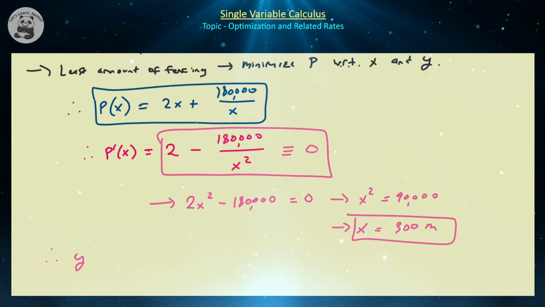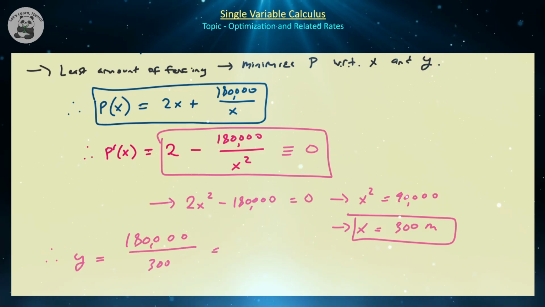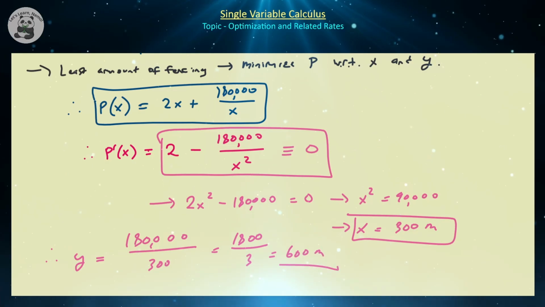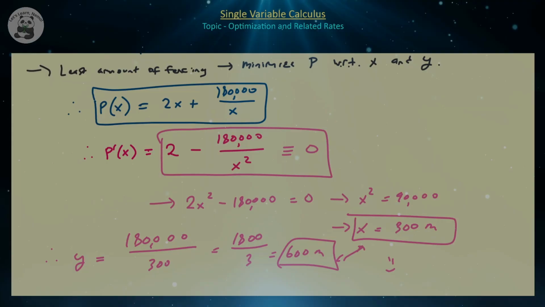So our associated y value will be equal to 180,000 divided by our x value, which is 300. We can cancel out two zeros from top and bottom, so that's 1,800 divided by 3, which we know to be equal to 600 meters. So those are the dimensions of the fence that will minimize the perimeter. That's pretty nice, pretty easy. Let's look at another example.